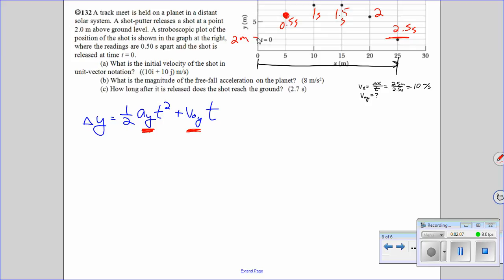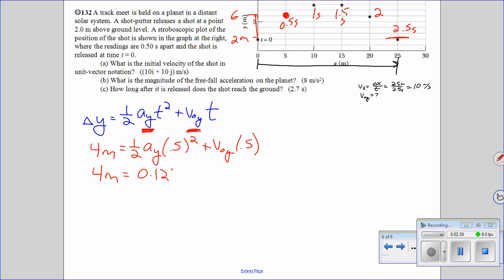During those 0.5 seconds, my vertical position goes from 2 up to 6, right? So my vertical displacement there is 4 meters. So that's equal to 1/2 whatever my vertical acceleration is, times my time, which is 0.5, squared, plus V0y times 0.5. So that gives me 4 meters equals, 0.5 squared is a quarter, half of that is 0.125, AY plus 0.5 V0y. Okay, so that is one equation.